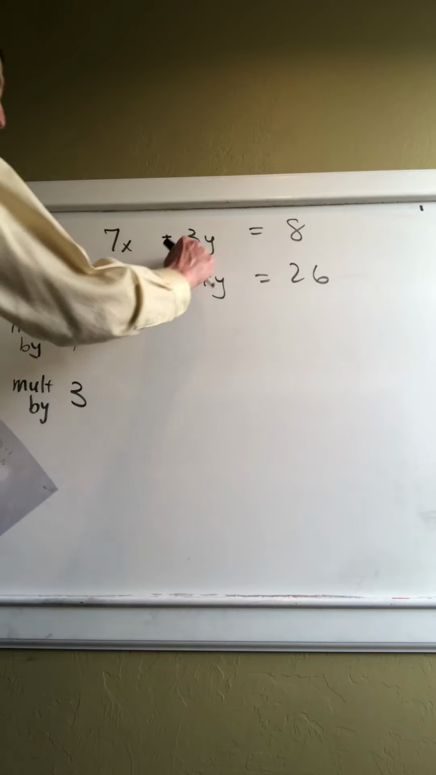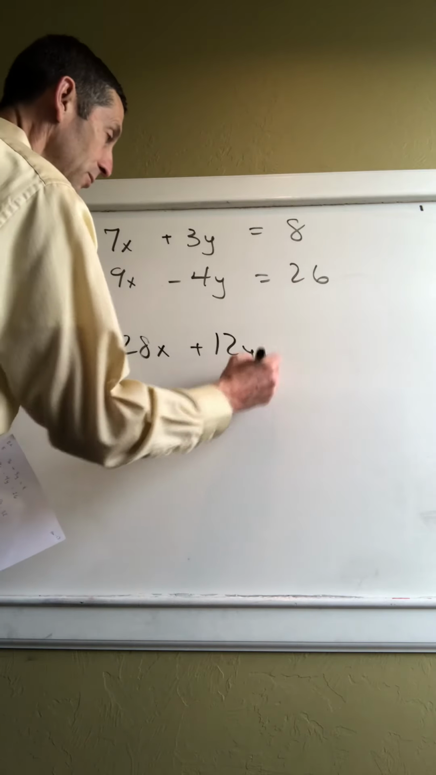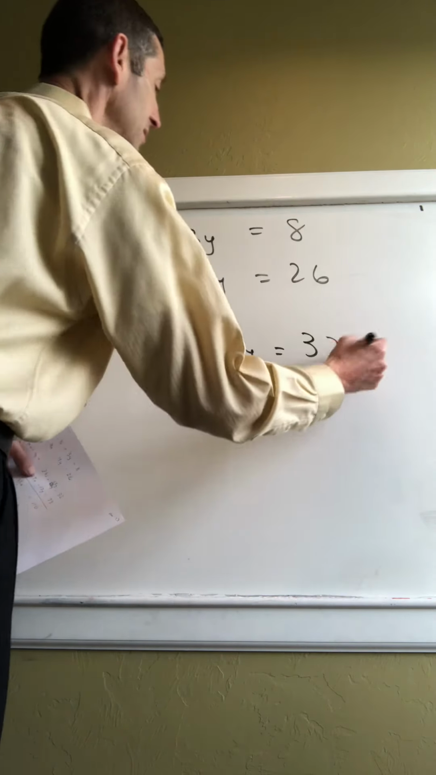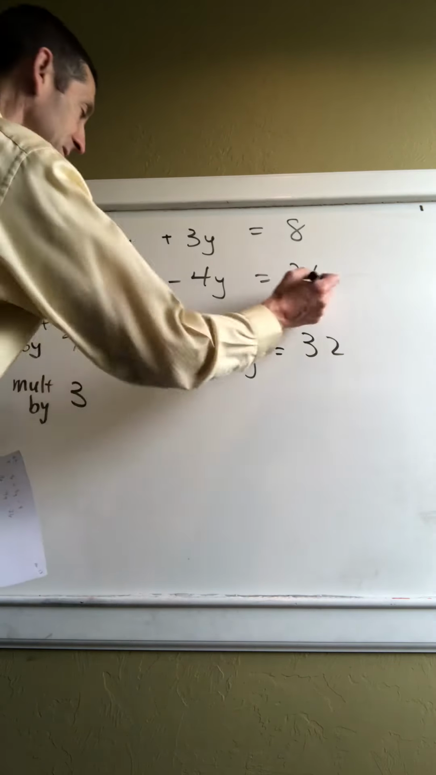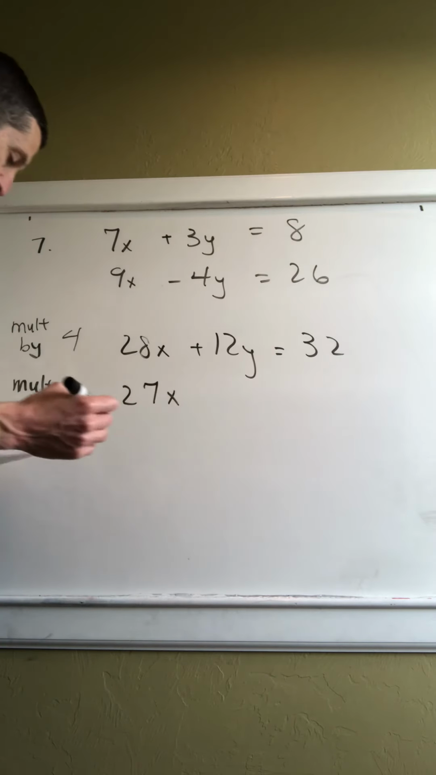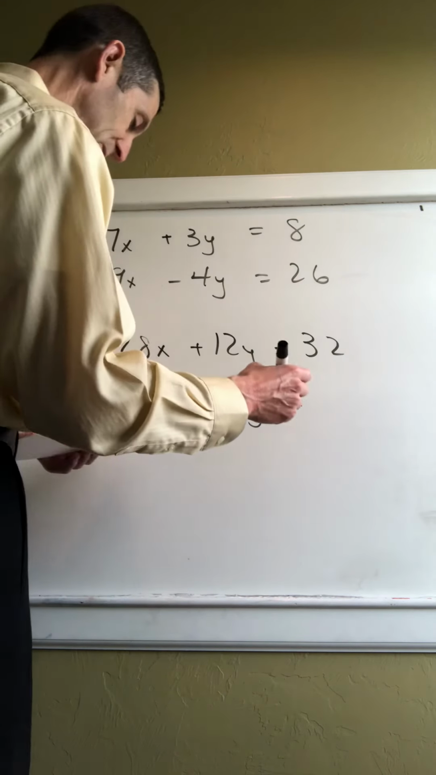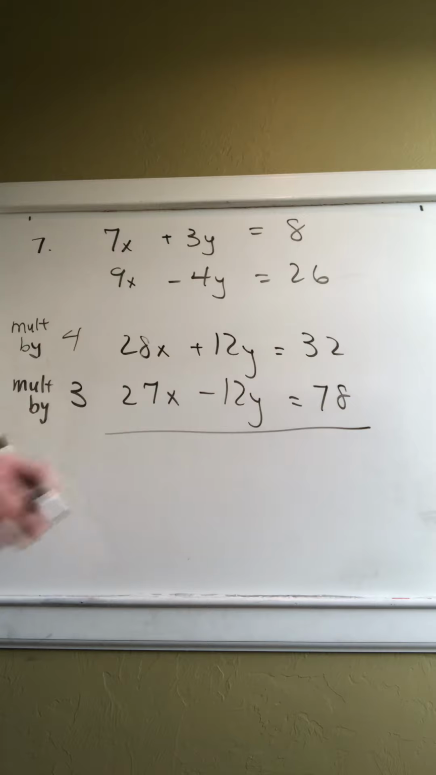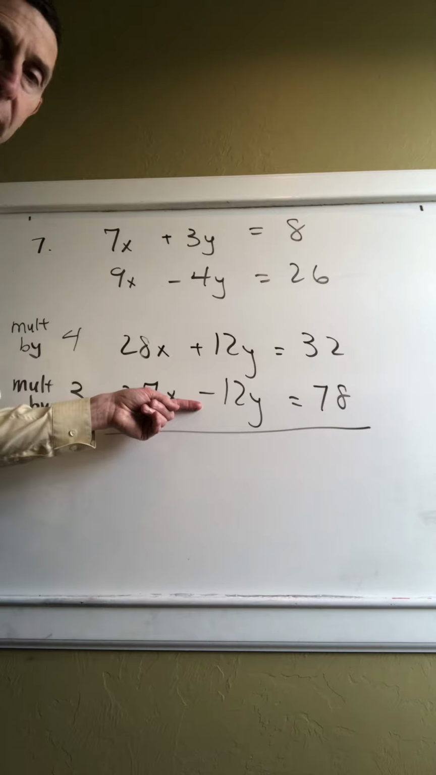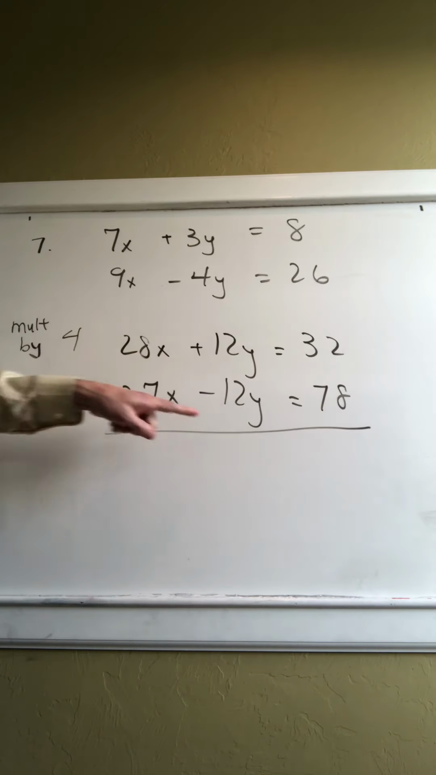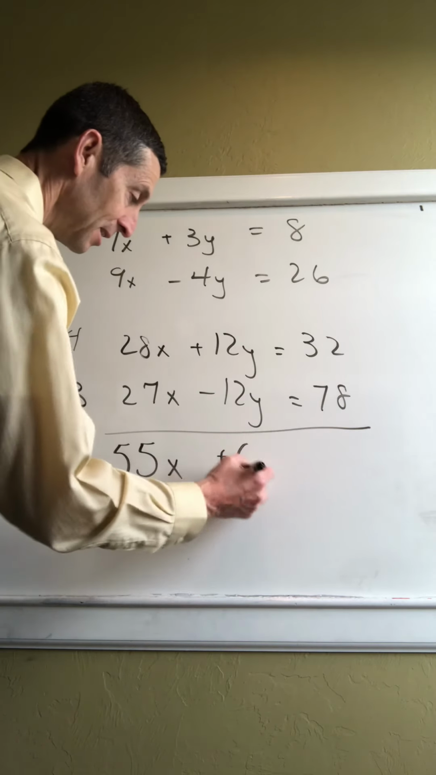All right, here we go. So times 4, times 4, times 4, times 4. So this becomes 28x, 4 times 3, 12y, 4 times 8, 32. So we took the top equation, we multiplied it by 4, bottom equation times 3, this becomes 27x, minus 12y, now we're cooking. 3 times 26, I think that's 78. All right, we have exactly what we need. Positive 12, negative 12, boom, now we're cooking. 12 and 12 cancel completely out. This becomes 55x. This is 0.